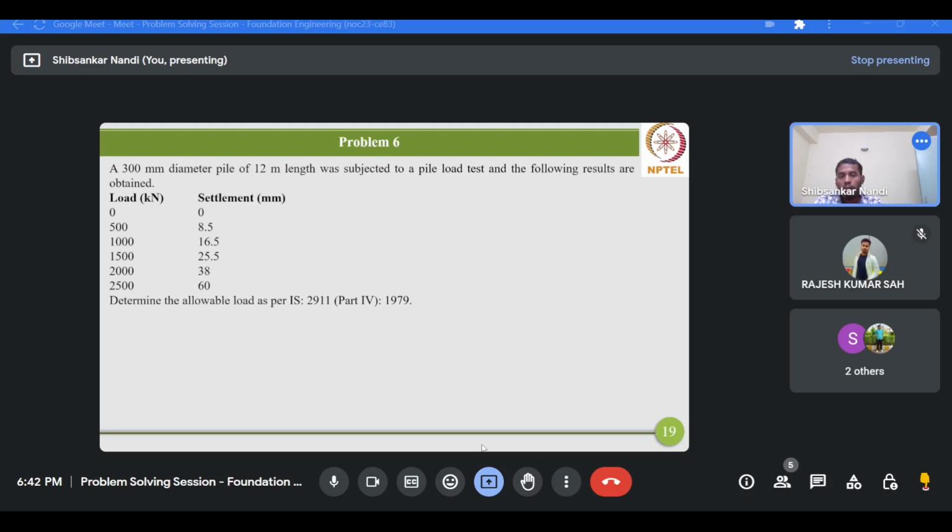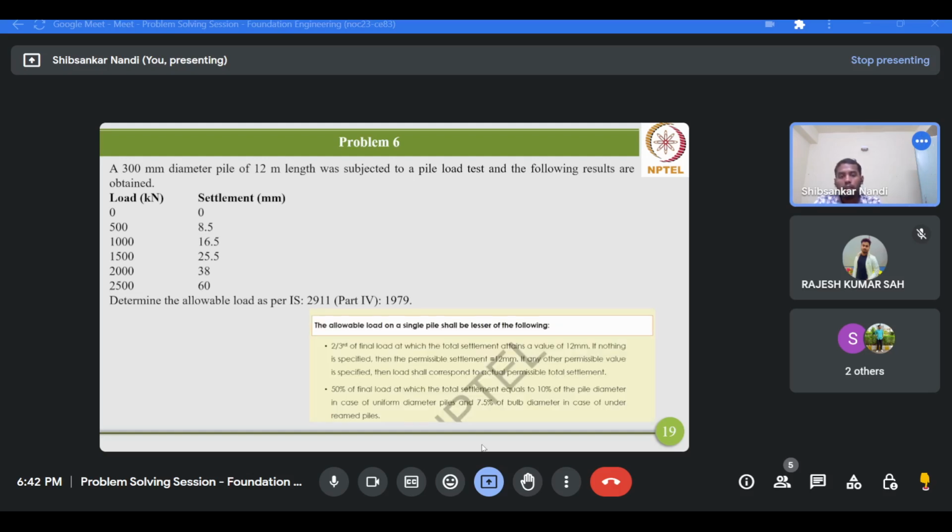So as I can remember, we have to basically consider two conditions. These conditions are shown here in this slide, taken from the lecture materials. Okay. So the allowable load on a single pile shall be lesser of the following. So first of all, 2/3 of the final load at which the total settlement attains a value of 12 mm. So this is the first condition. 2/3 of the final load at which total settlement attains a value of 12 mm.